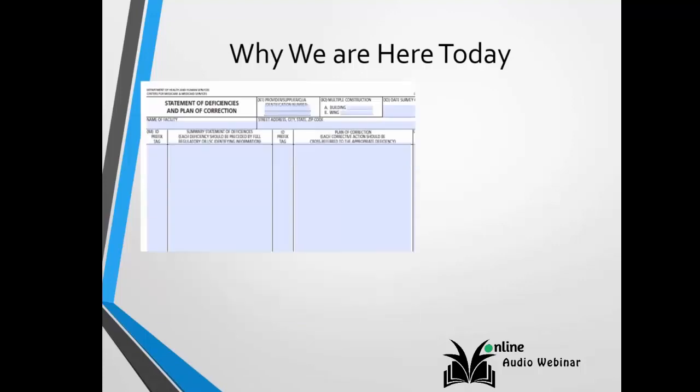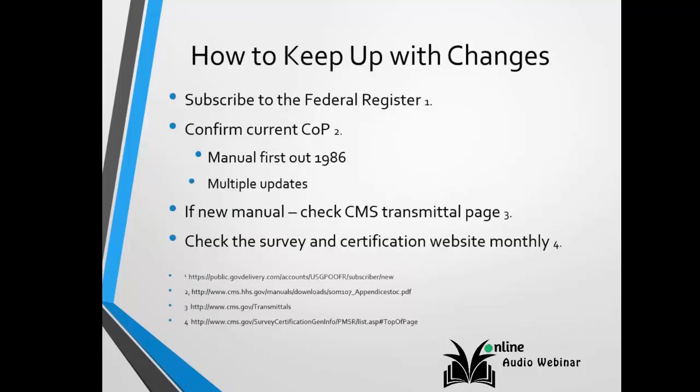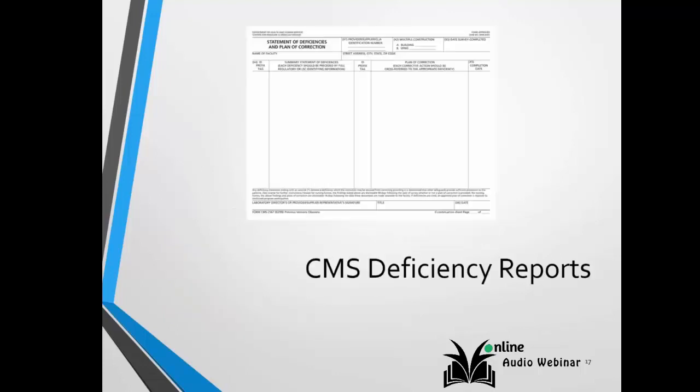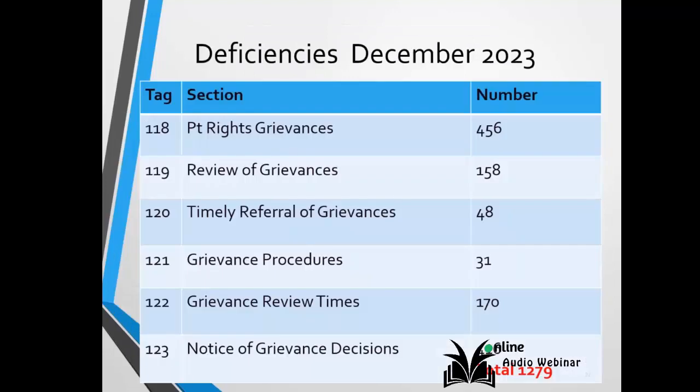Those of you who have gone through a state survey never want to get one of these: the Statement of Deficiencies and Plan of Correction. How does this all work? The regulation starts in the Federal Register, and then you want to make sure you have the most recent manual. I want to talk briefly on deficiency reports. The topics we're talking about today for Appendix A, acute hospitals, these are the grievances.